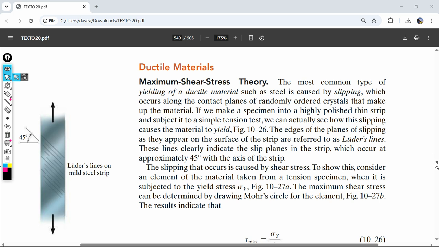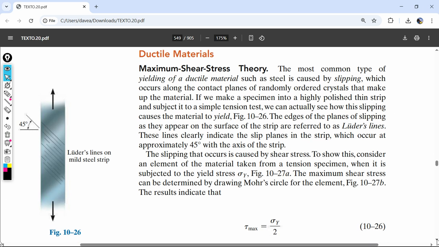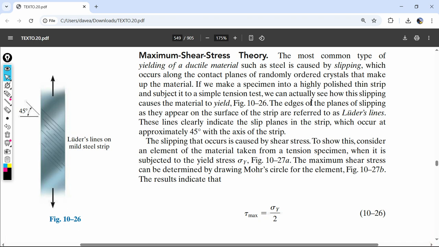That's figure 10-26. The edges of the planes of slipping, I don't get that, but maybe just in between. What does that mean? The edges of the planes of slipping, as they appear on the surface of the strip, are referred to as Lüder's lines. I don't know how to say that. These lines clearly indicate the slip planes in the strip, which occur at approximately 45.